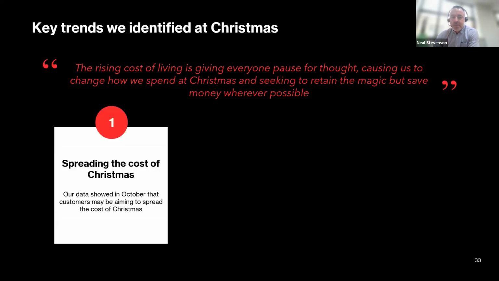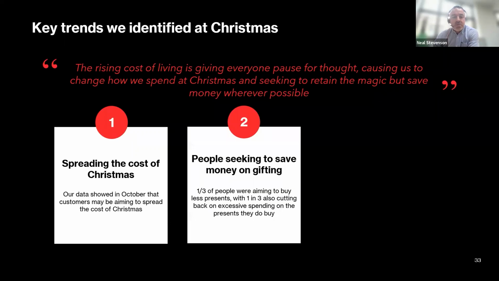Firstly, earlier in the year, our data showed that customers looked like they might spread the cost of Christmas over a longer period. We started to see a small shift in spending on gifting categories in October, so we've investigated this a bit further. Consumers told us they were worried about the cost of Christmas and were intending to spend less money on gifting this year. But where did they save and which retailers suffered?